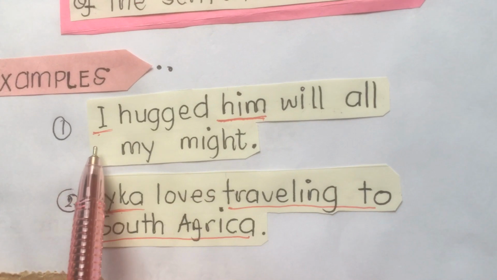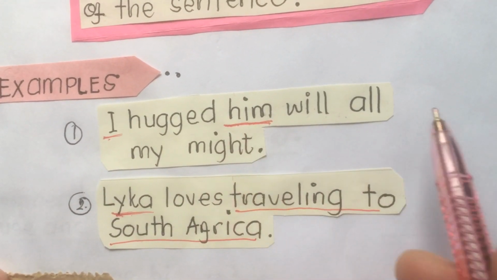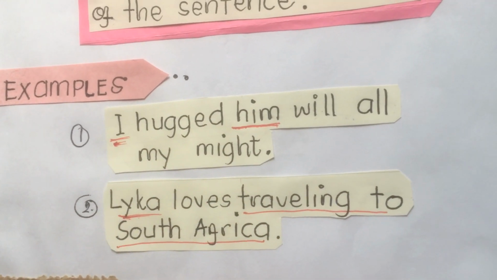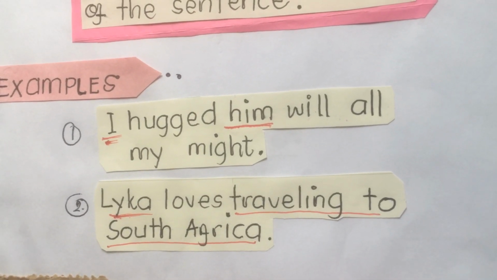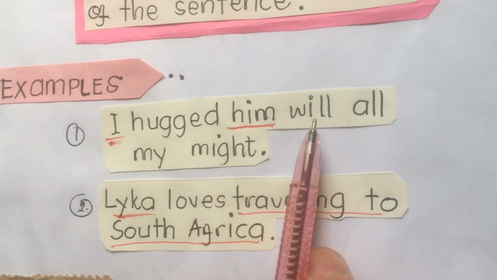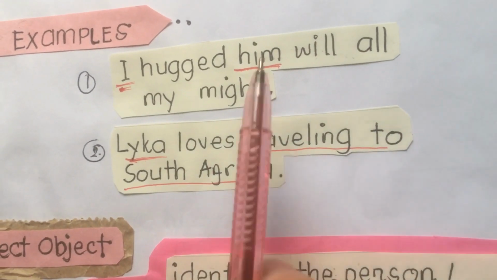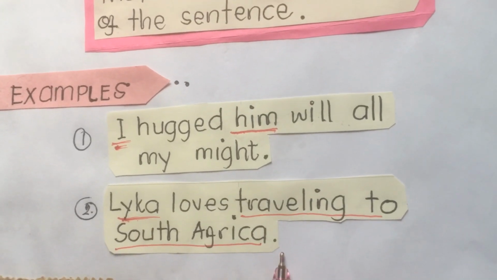Going back to number one, I hug him with all my might. Who hugged him? I. That means I is the doer of the action, and him is the receiver of the action. In the second, traveling to South Africa, the doer is Laika.